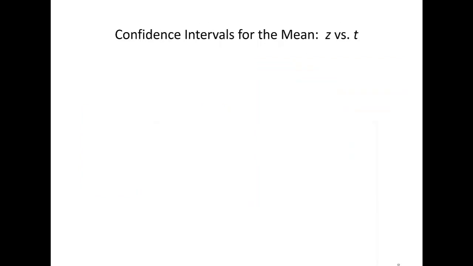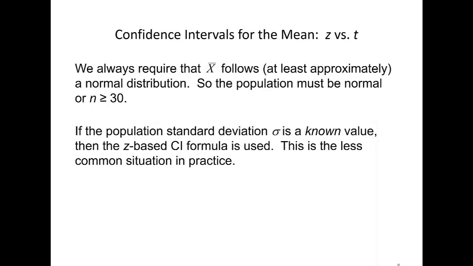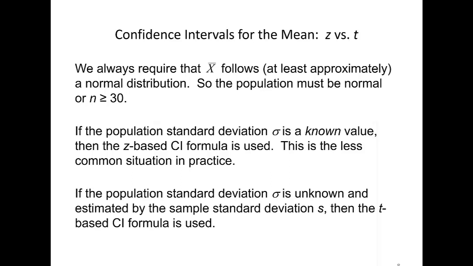So let's summarize what we've done here. Regardless of whether we have a z or a t, we need to have x bar be at least approximately normally distributed, which means the population must be normal or the sample size must be greater than or equal to 30. And then if the population standard deviation sigma is known, then we're going to use the z in order to calculate the confidence interval, and this turns out to be less common. If the population standard deviation is unknown, then we're going to use the t and estimate sigma with s.